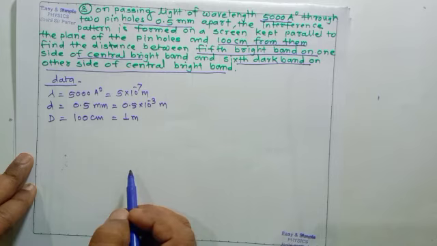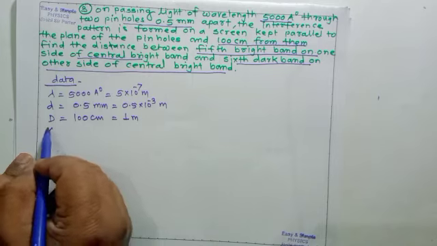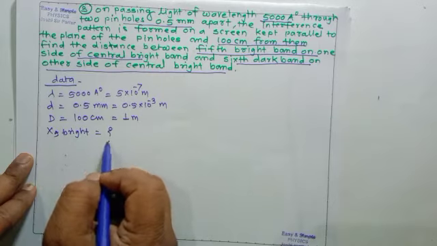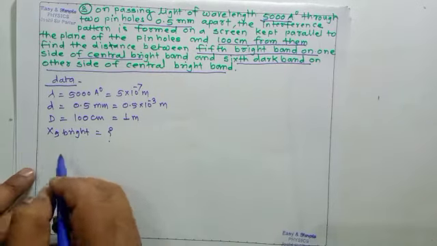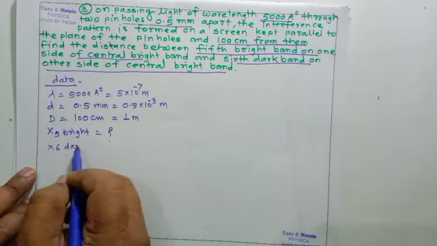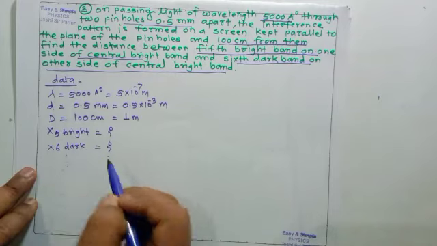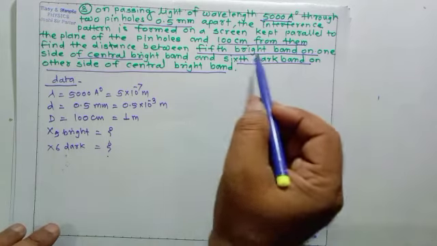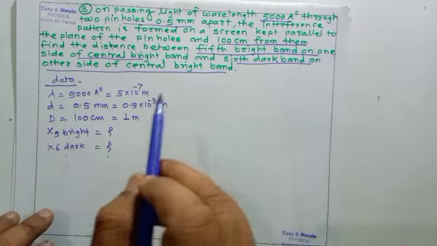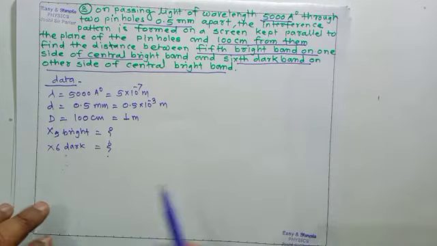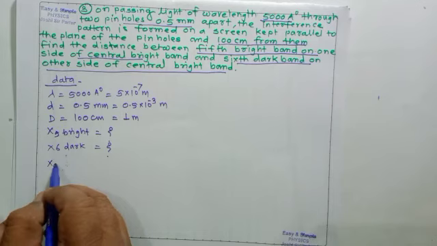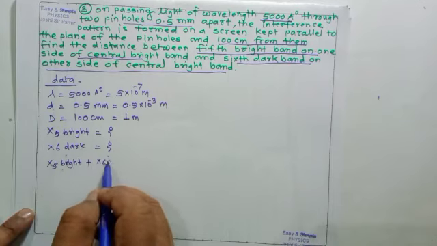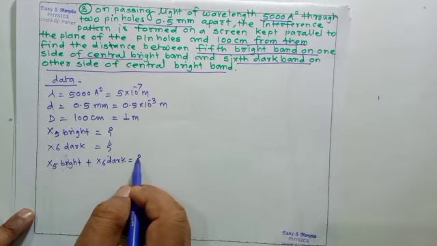And fifth bright band, X5 bright, question mark, X6 dark, question mark. And here we need to find the fifth bright band on one side and sixth dark band on other side of central bright band, means X5 bright plus X6 dark equal to question mark.